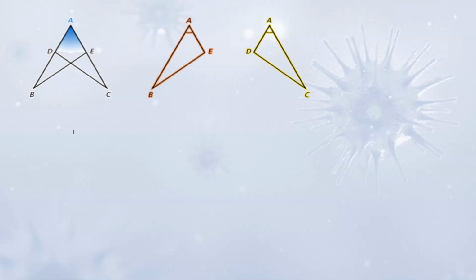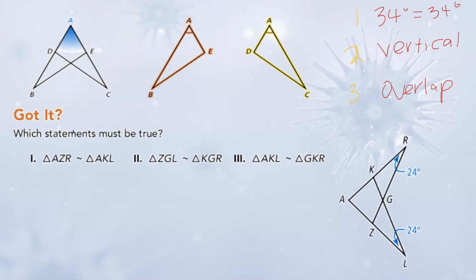We know three different ways right now to figure out if angles are matching sets. The first way is just by being given the angle measurements. So 34 degrees is equal to 34 degrees. That would be a matching set. The second way is by noticing vertical angles. If there are two vertical angles involved in the picture, then we know that those triangle angles are matching sets. The final way comes from overlapping angles. Let's use these to determine whether these following triangles are similar.